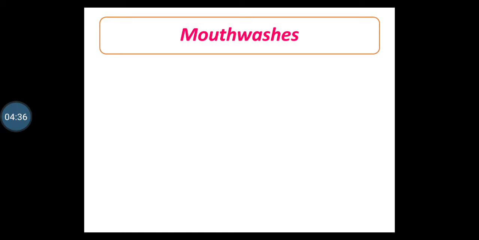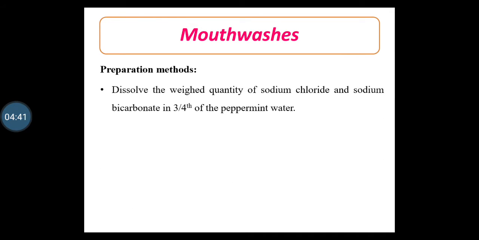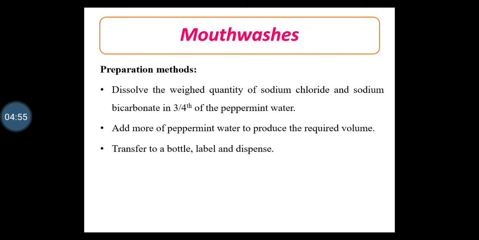Now next, preparation method of mouthwashes. Dissolve the weighed quantity of sodium chloride and potassium bicarbonate in 3/4 of peppermint water first. Then we add more of the peppermint water to produce the required volume. Then transfer this preparation to the bottle, label it as for external use only and dispense. This is the simple method of preparation of mouthwashes.